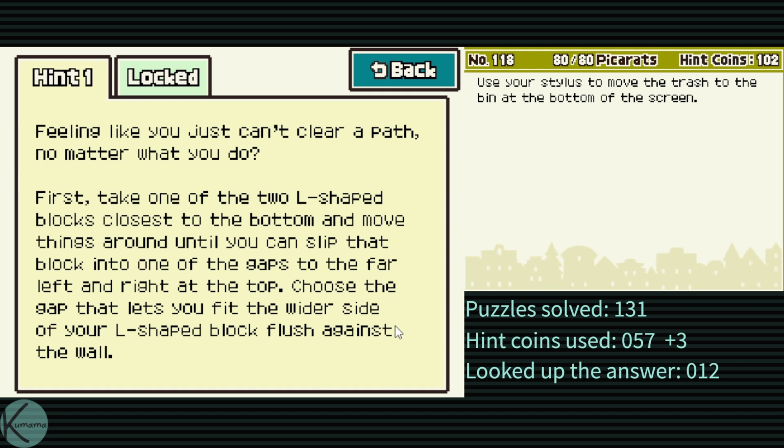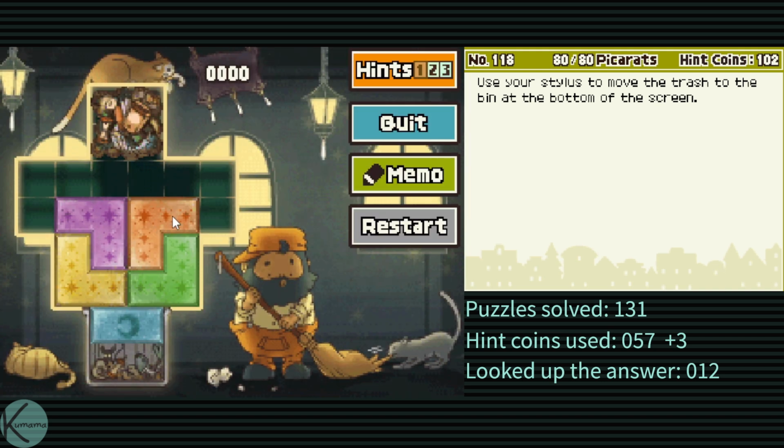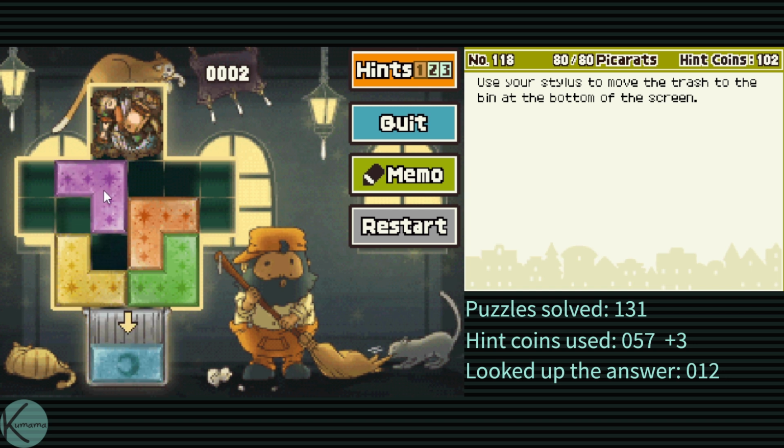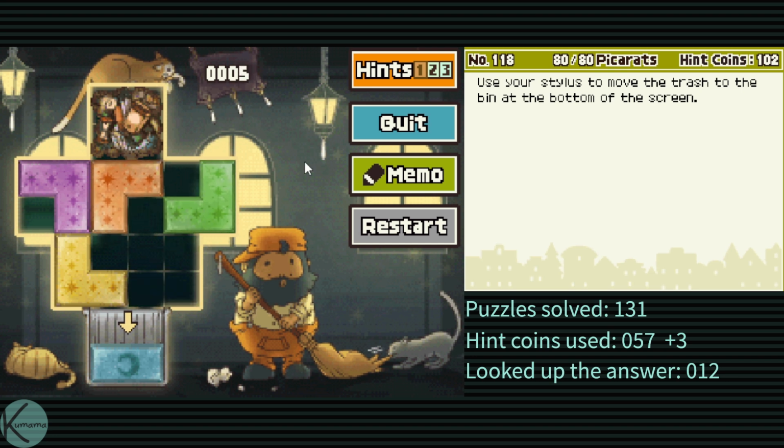You lost me at first take. Choose the gap that lets you fit the wider side of your L-shaped block flush against the wall. I assume they mean this.